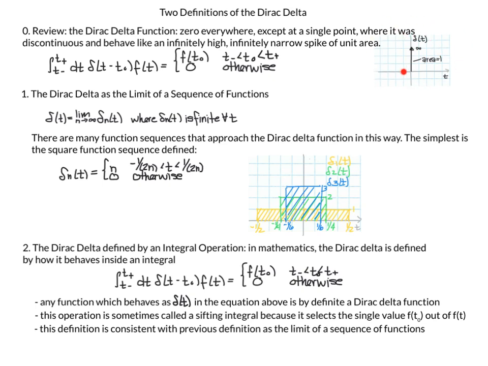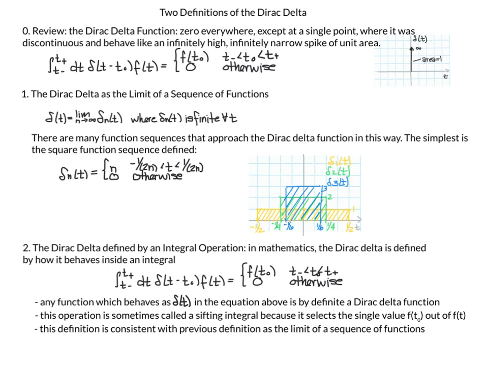The Dirac delta is zero, except at this one point, which we initially started at t equals 0, but then later generalized to t naught. So at t naught, we have this spike that's infinitely high, infinitely narrow, and the area is equal to 1. With this kind of curious definition, we want to see how we can get a better understanding of it.